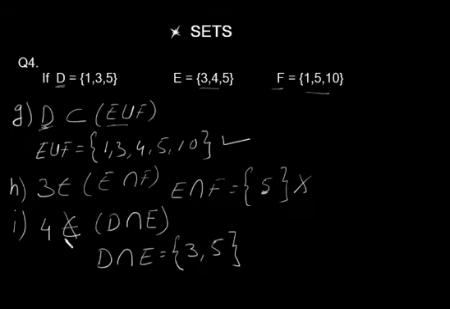In part I, it says 4 does not belong to, because it's a cross on the belongs to sign: 4 does not belong to D intersection E. So we find D intersection E, which is 3 and 5, and 4 does not belong to it because there is no 4 in this set. So this is a true statement.